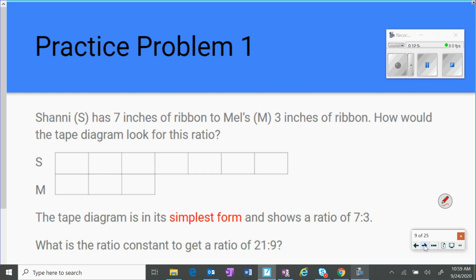Now this thing, can we divide this down any further? No, so it's in simplest form. Guys, make sure your tape diagram is done. So now that you have your tape diagram, you have the 7 boxes on top, 3 on the bottom. So what would be our ratio constant if we were looking to get a ratio of 21 to 9? Who can answer that question?